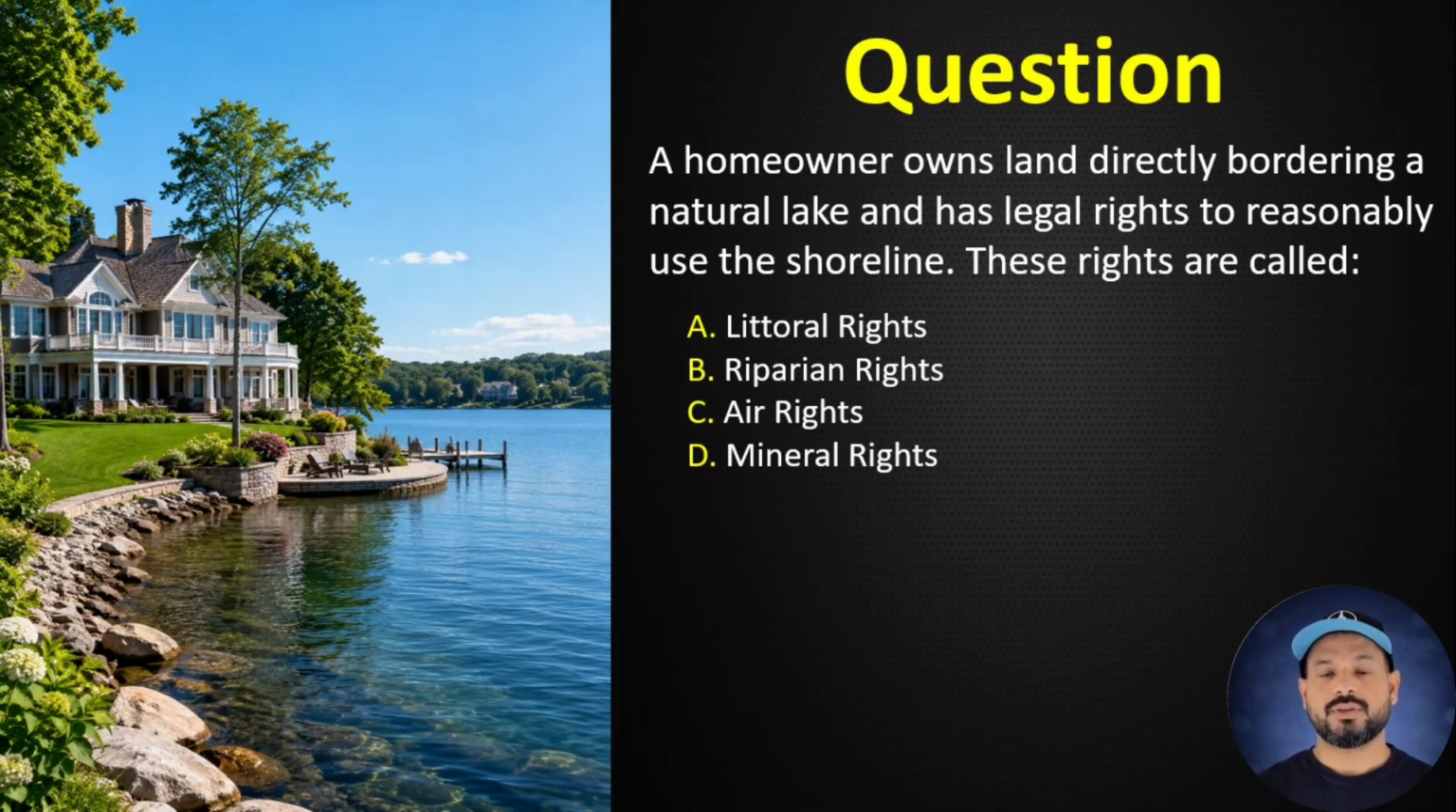Question number 6. A homeowner owns land directly bordering a natural lake and has legal rights to reasonably use the shoreline. These rights are called A. Littoral rights, B. Riparian rights, C. Air rights, D. Mineral rights. Correct answer, A. Littoral rights. Littoral rights apply to properties bordering lakes, seas, and oceans.